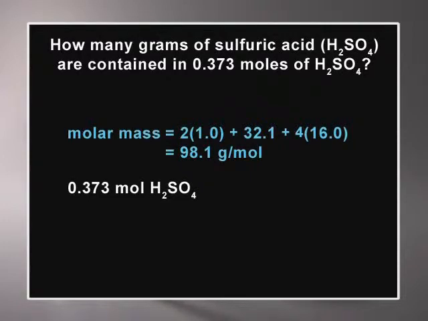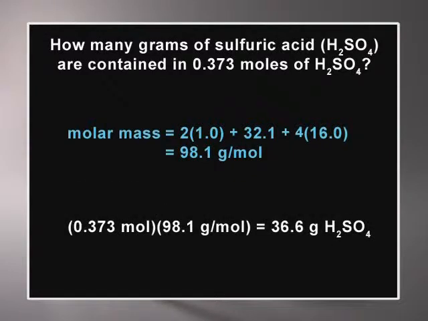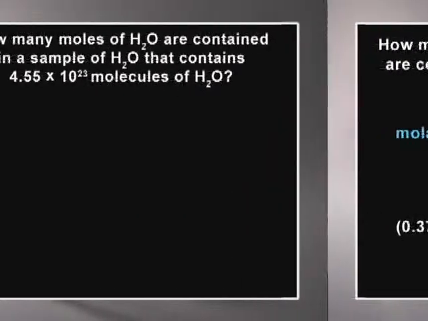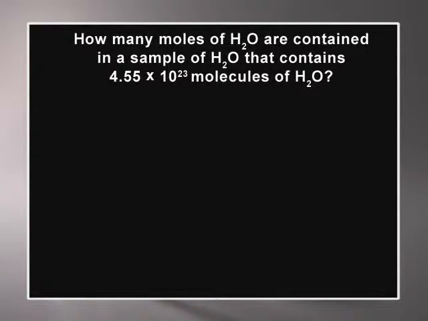Specifically, if we have 0.373 of a mole, or 0.373 of 98.1, that comes out to be about 36.6 grams of sulfuric acid. And another: how many moles of water are contained in a sample of water that contains 4.55 times 10 to the 23rd molecules of water?